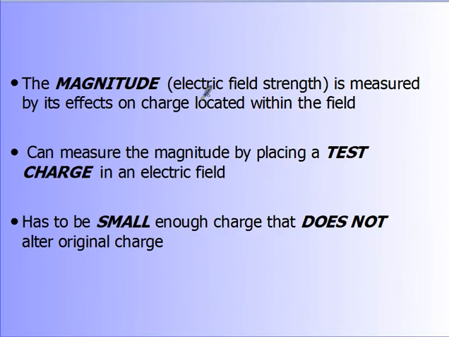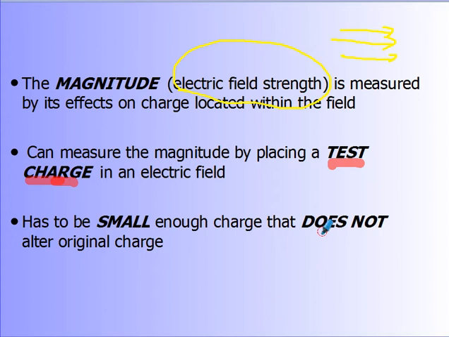Now, the magnitude, remember the magnitude just means it's the actual number. It's the electric field strength. It is measured by its effect on a charge located within the field. Now, there may or may not be a charge sitting in my electric field. This is physics. We live in a happy physics world. So in my happy physics world, I am going to create a test charge. And my test charge is what I'm going to pretend to magically place in my electric field.